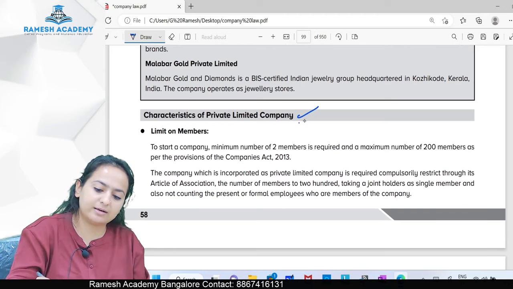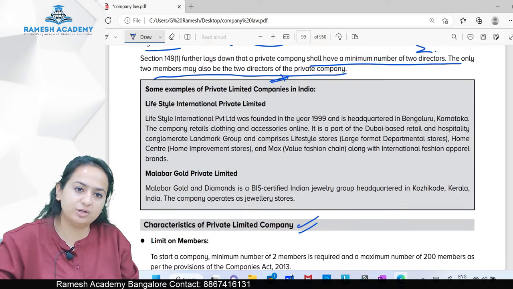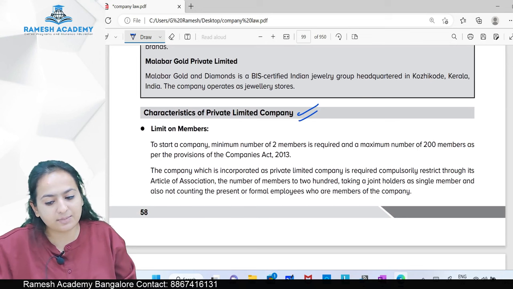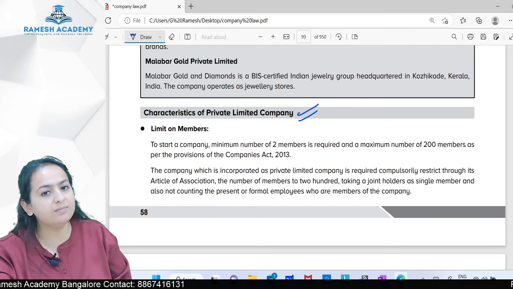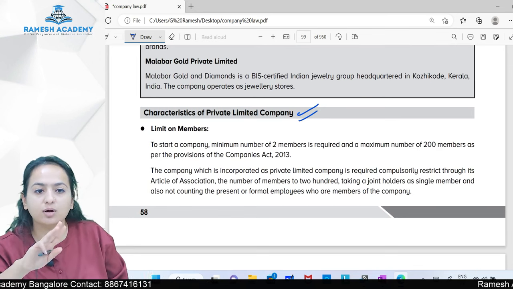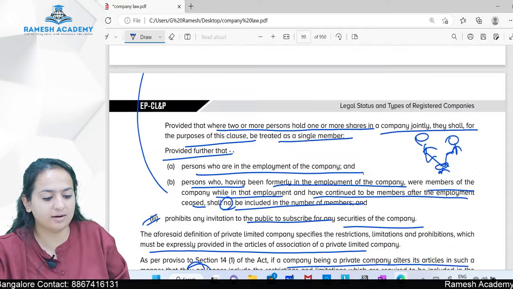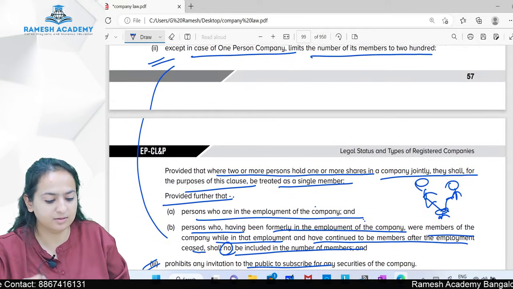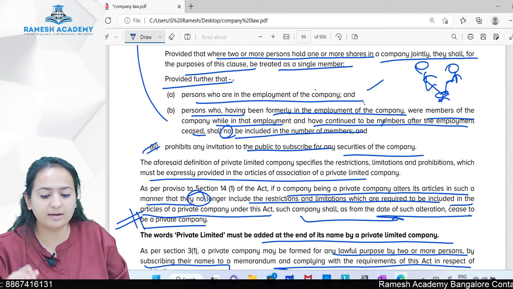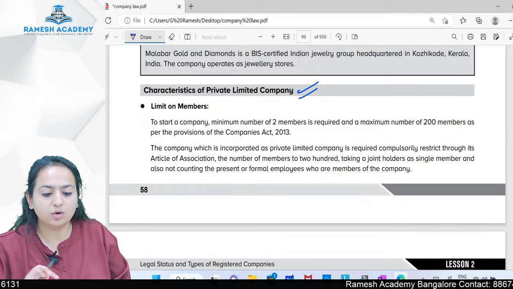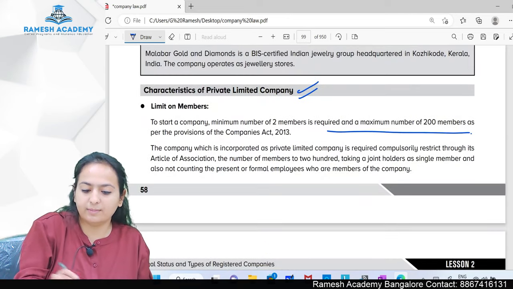Now, what will be the characteristics of the private company? By definition only, you have to come to know. How much is the limit of the members? Minimum 2 members, maximum 200. And the restrictions of 200 will be in categories which we have read here, 1 and 2. So, minimum 2 members and maximum 200 members as per the provisions.